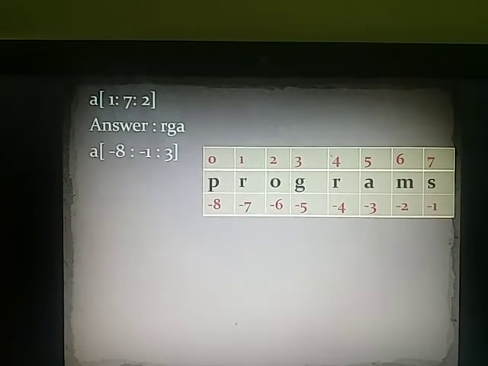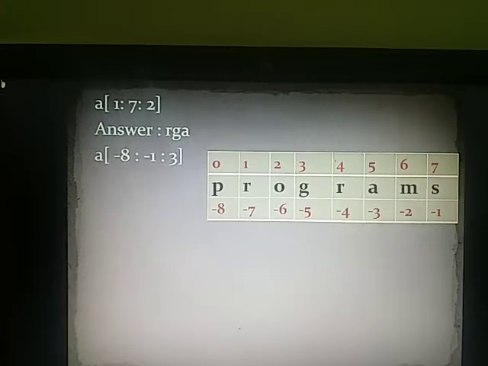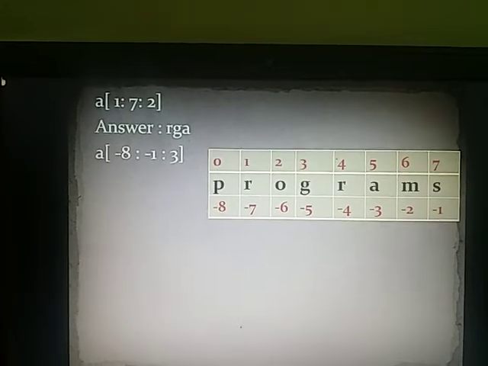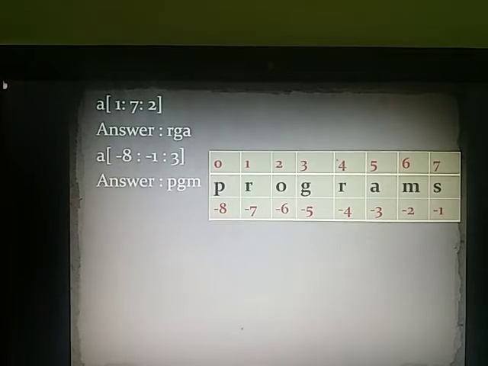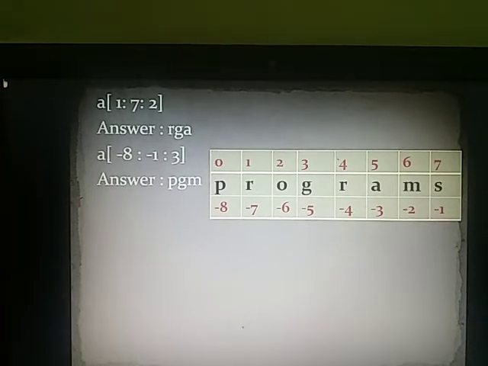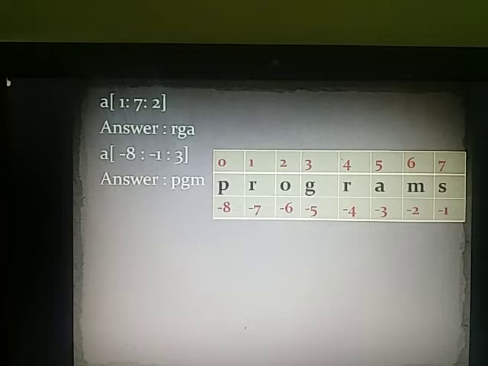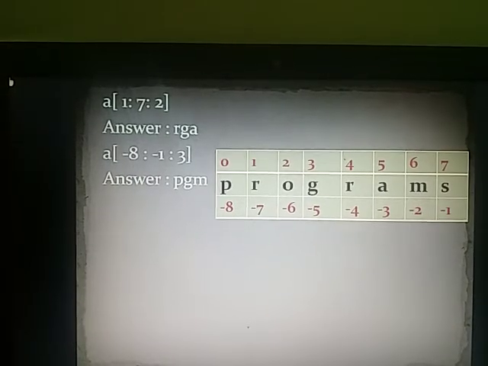Now in this one, from -1 to -8 and the step value is 3. -1 will be the first value, so the first one is P, and then you have to move 3 steps, from -1, 3 steps, that is -5.